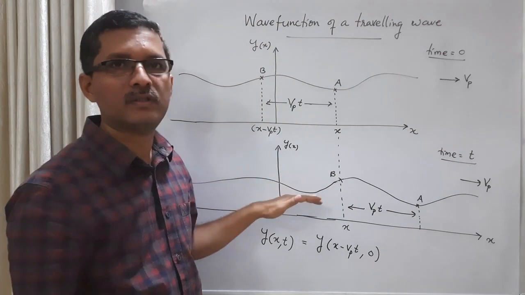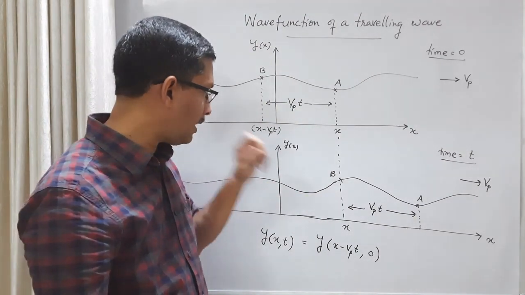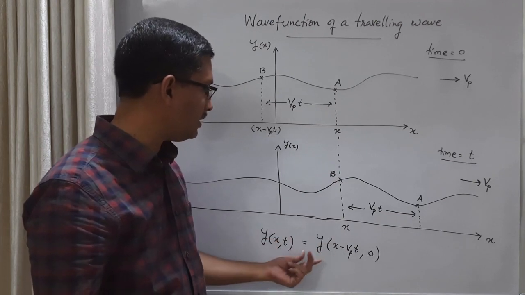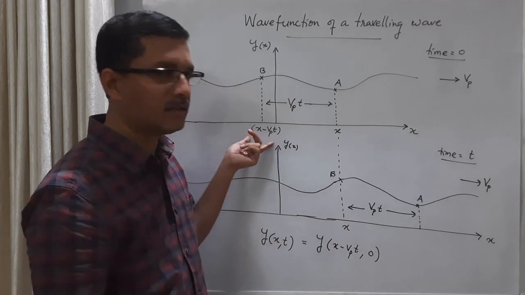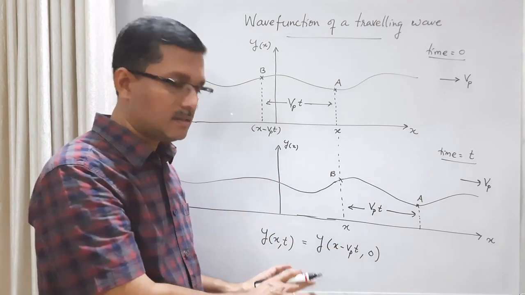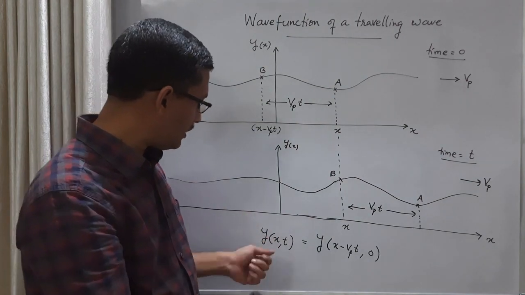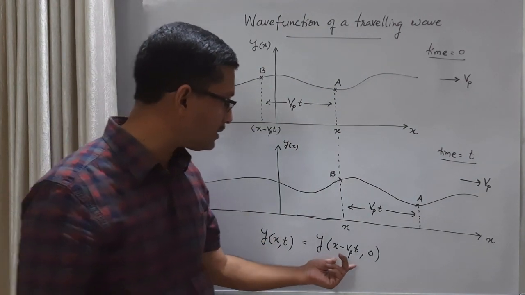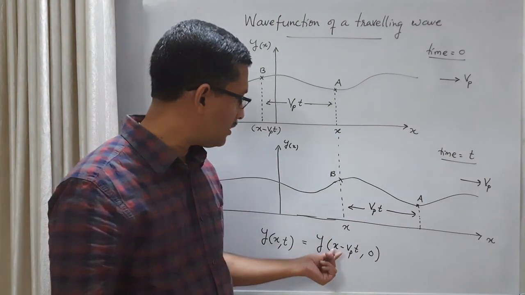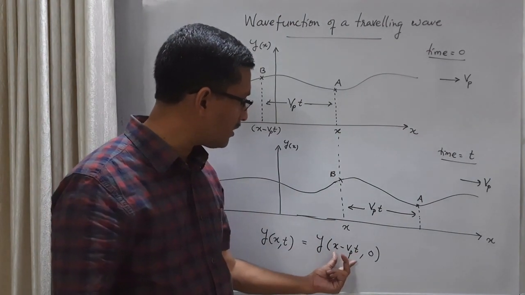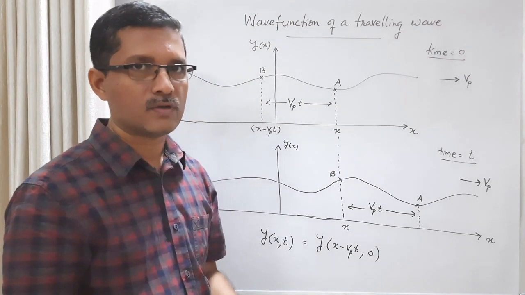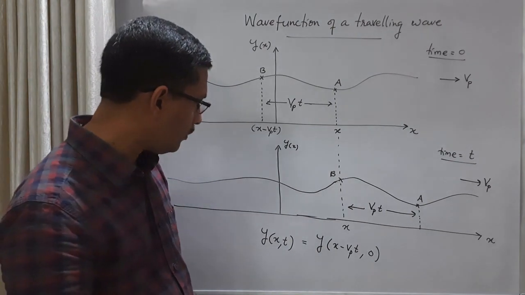This is the connection between the two snapshots. The amplitude of the wave function of the wave at the position x at the time t is equal to the wave function at the earlier position x minus Vpt at the time 0. We can see that the position x and time t are related in a particular way for a wave traveling in the positive x direction. The position x and the time t must be related like this: x minus Vpt, where Vp is the wave velocity or phase velocity.